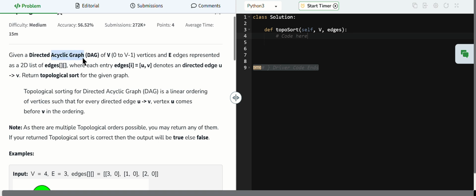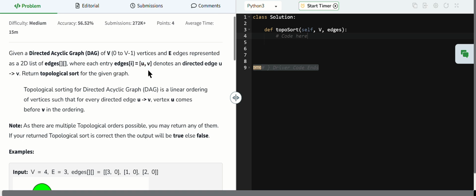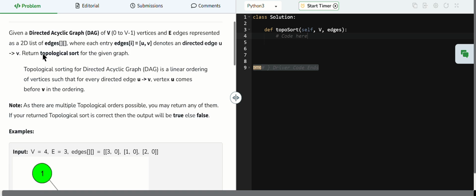That means there will be no cycle in that graph, and we are also given the edges, which represent u to v. That means from node u to node v there will be one edge. Okay, fine. And we have to return a topologically sorted array. What is the topologically sorted array?